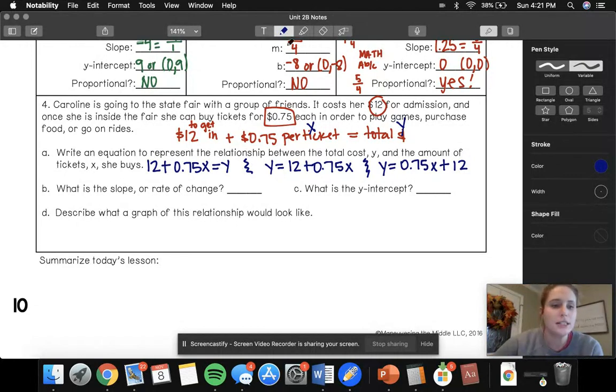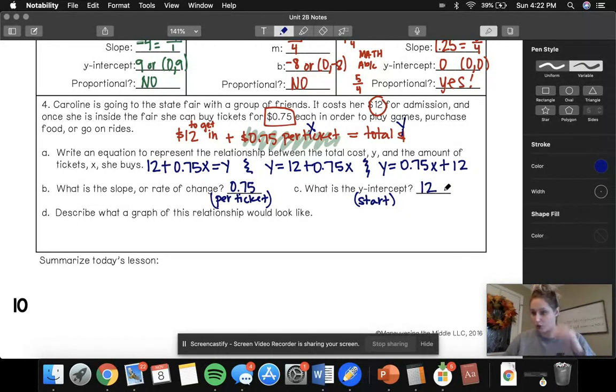Okay, so it says, what is the slope or the rate of change? So for rate of change or for slope, I'm looking for this over and over concept, rate. And so I think of every ticket that she has to buy. So it's 75 cents for every ticket. Okay? And that's how I kind of saw that it was the slope. Okay? Then we have this y-intercept. So when I think about a y-intercept, I kind of think about like the start. So before she could do anything, she has to get into this fair, and it cost her $12 to get into the fair. So that is her y-intercept, or her starting value cost.